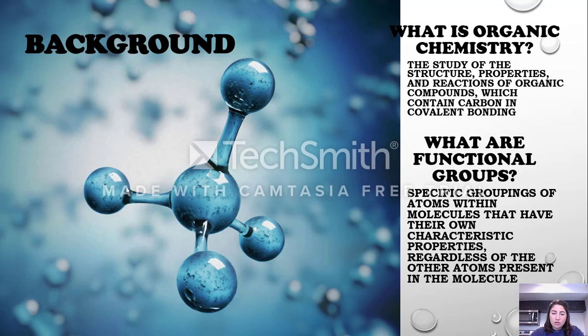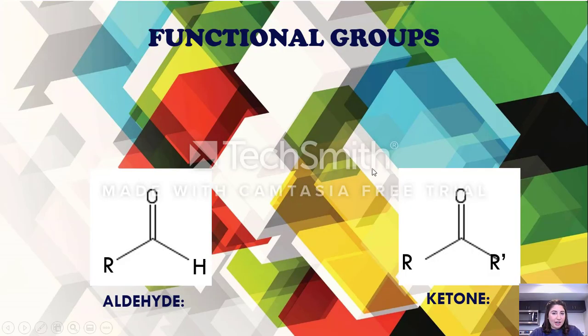So in organic chemistry, you have your functional groups. And your functional groups are specific groups of atoms within molecules that have their own characteristic properties, regardless of the other atoms present in the molecule. So today I will be focusing on two functional groups, aldehydes and ketones. Now they're very similar in structure, and I will be discussing the differences between the two.